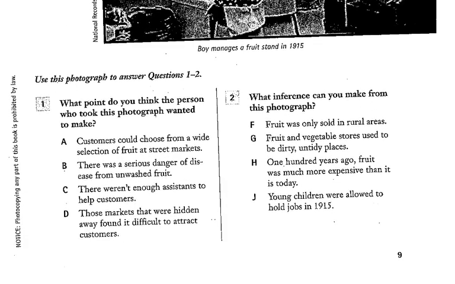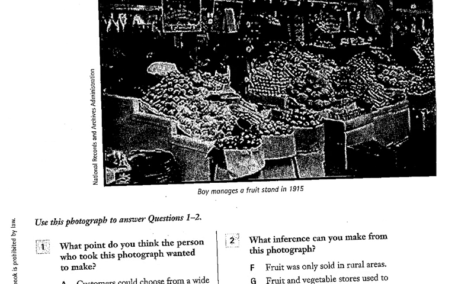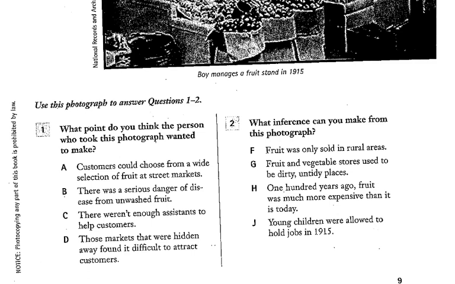So let's look at number 1. What point do you think the person who took this photograph wanted to make? A. Customers should choose from a wide selection of fruit at street markets. B. There was a serious danger of disease from unwashed fruit. C. There weren't enough assistants to help customers. Or D. Those markets that were hidden away found it difficult to attract customers. Now make sure that you're using the picture to answer the question, okay?